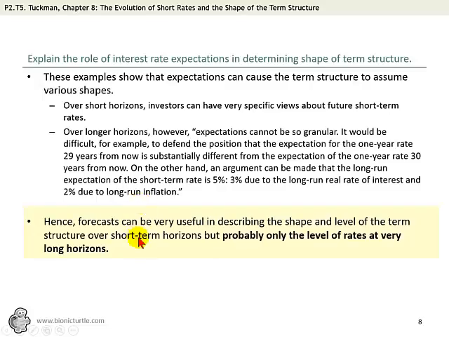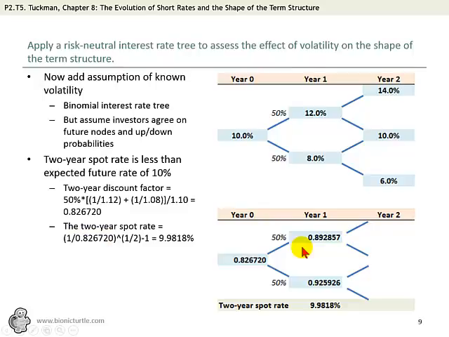However, Tuckman says, a forecast can be very useful in describing the shape and level of the term structure over short-term horizons, but probably only the level of rates at very long horizons. So that was the first stage. Remember, we have 3 stages. The first one was the unrealistic base case where the market agrees, and we can infer expected future short rates based on the term structure, and it's really implied forwards.